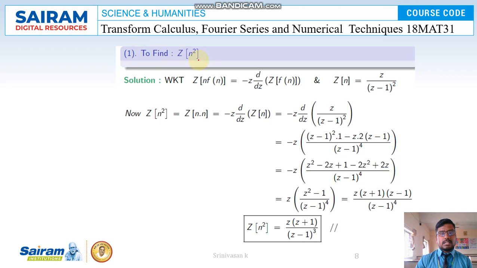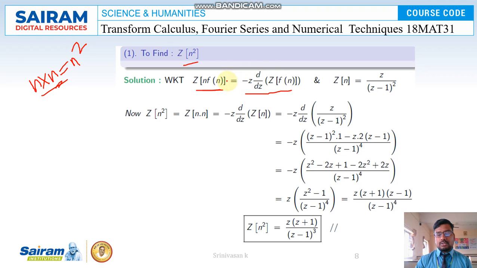To find Z of n square, see the question. What is the Z transform of n square? The function is n square. In this function, I will write the n into f(n) form. So n into n equals n square. Here n is a function of n. So n square, I will write n into n. The general formula is Z[n f(n)] = -z d/dz Z[f(n)]. If the function is of this type, we will apply the formula.